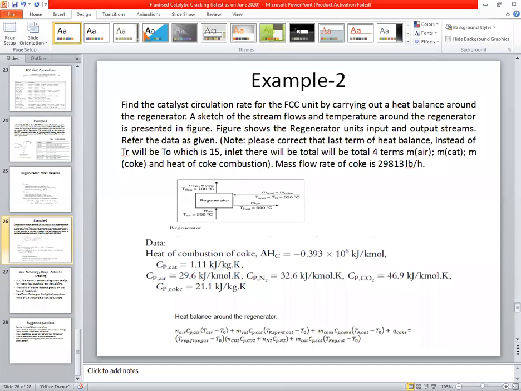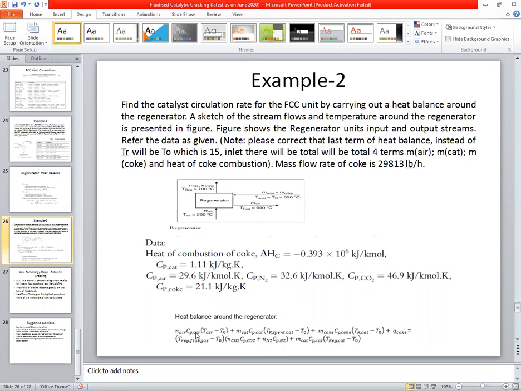Yes, doctor. See, the Cp catalyst value is given in kilojoule per kg, but here it is given in kilojoule per kilomole. So if you put these in the equation given in the textbook itself, you will find it is not a uniform unit. It will be kilojoule per kg somewhere and kilojoule per kilomole somewhere else. So that is why I have corrected this equation and you have to follow the equation as it is.